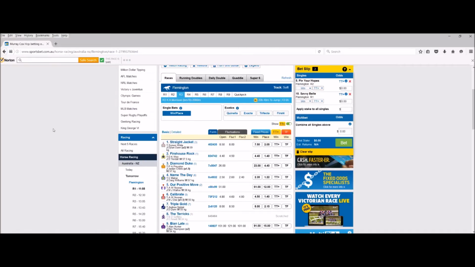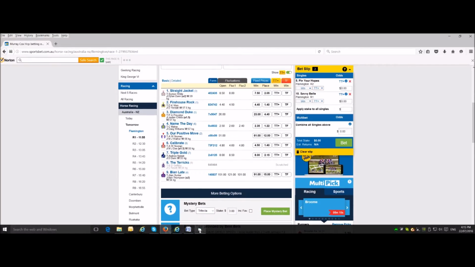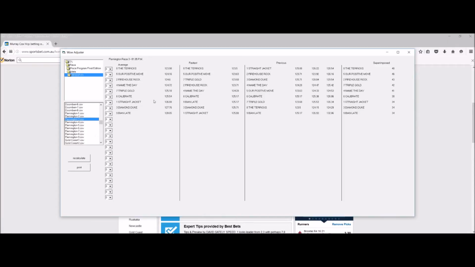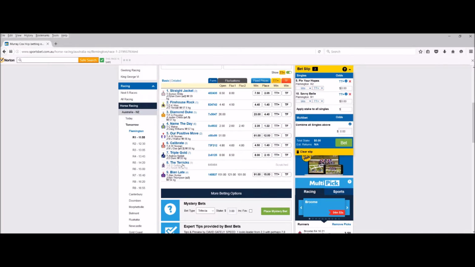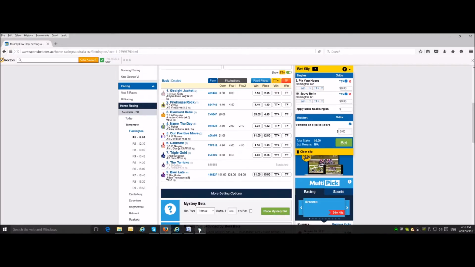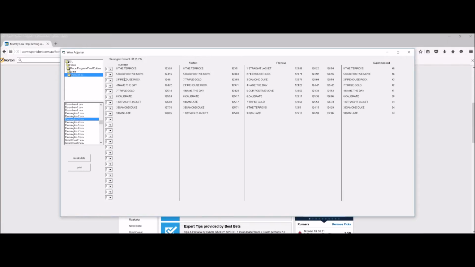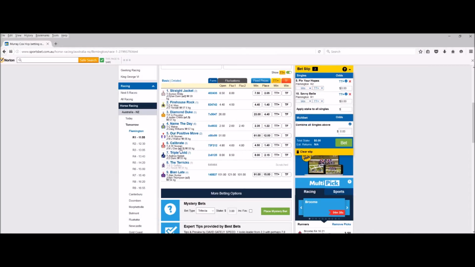Race 3. Isn't it just wonderful? Just click on the races. All my programming's done for me. I just can't get over it. It picks out the Terex. So it's scratched. So we'll go back to my program and we click on the Terex and scratch it. So now it's got our positive move on top. So you pick that.